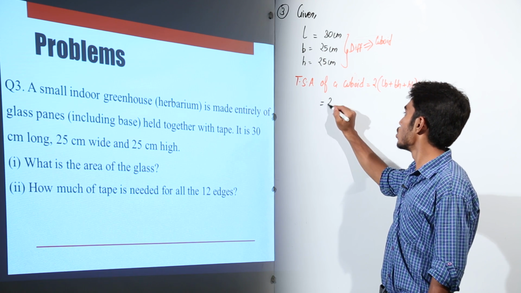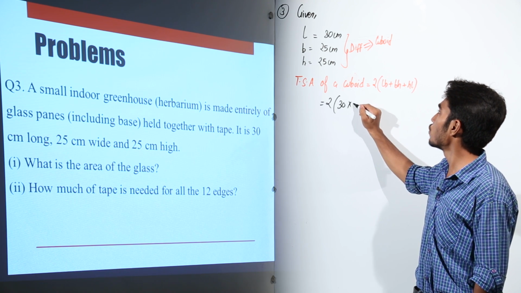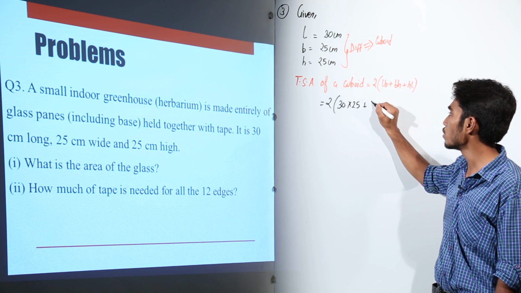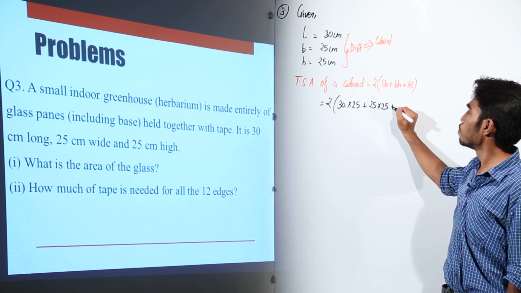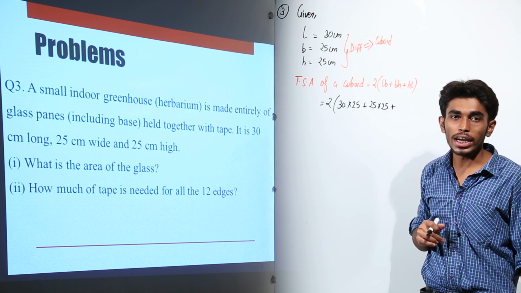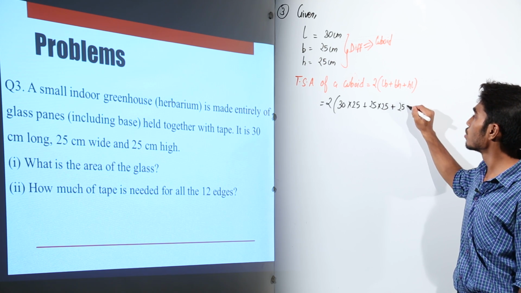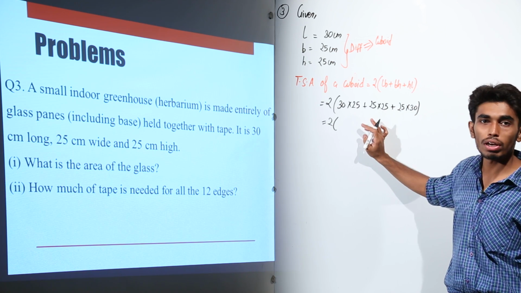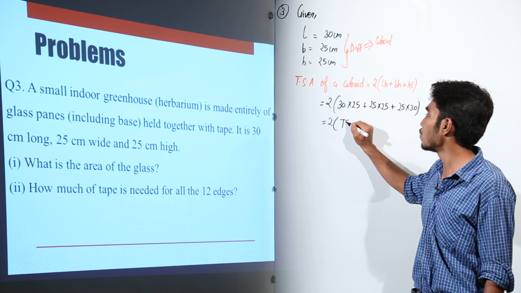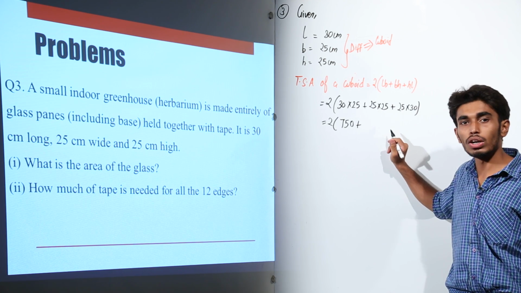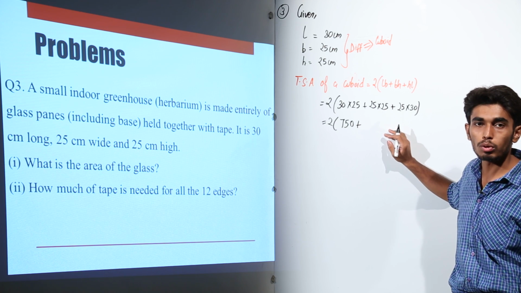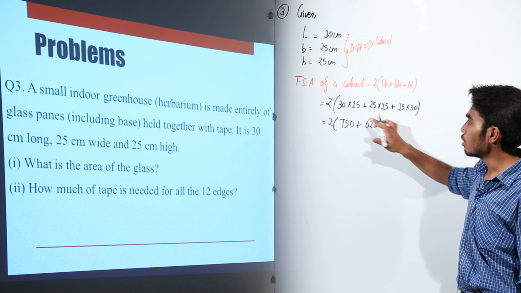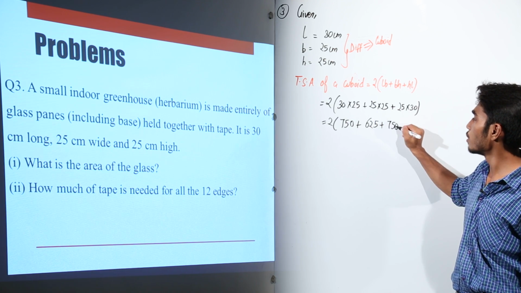So that would be twice of 30 into 25, that is LB, plus BH, breadth into height, that is 25 into 25, plus HL. HL is height into length, that is 25 into 30. So 30 into 25 is 750, plus 25 into 25. Now 25 into 25, that is 25 square, which is equal to 625, plus 25 into 30 again, which we already know is 750.